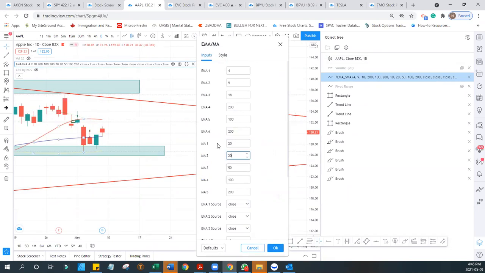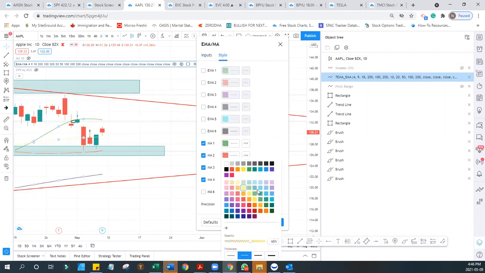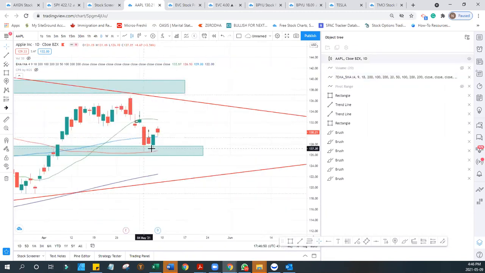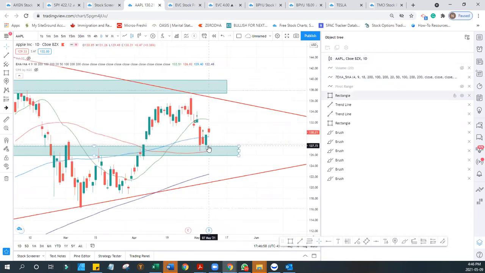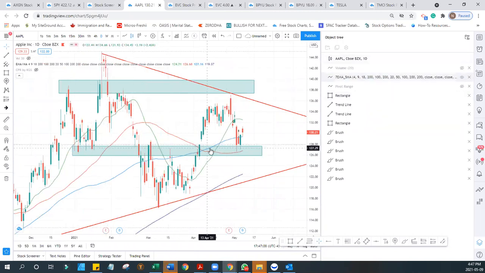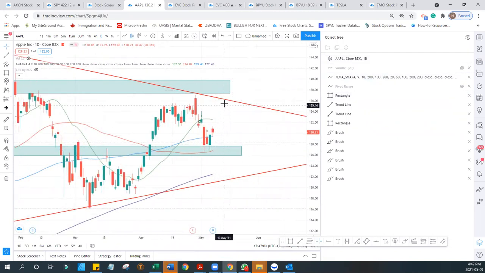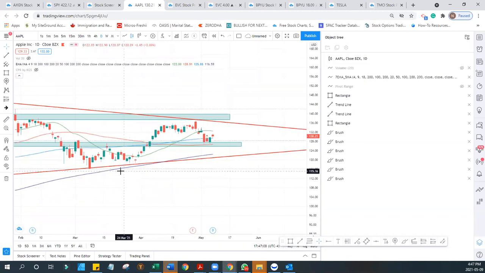This is the 20, 50, 100, and 200. I'm going to make it as a... So it's taking a support from the 50 here. That means it might bounce from here. And again, if you see here, there was a good support area. So it might bounce back from here to the 136. And again, a trend line was helping as well. So a couple of things might come in to help it.